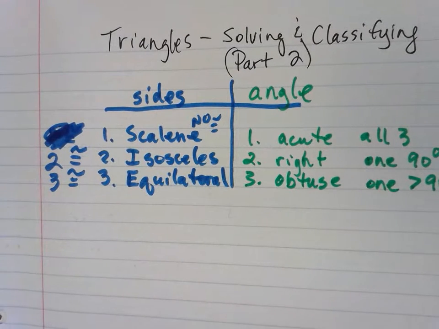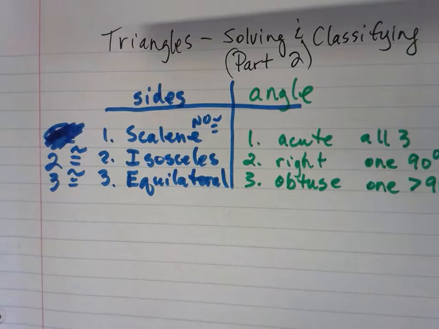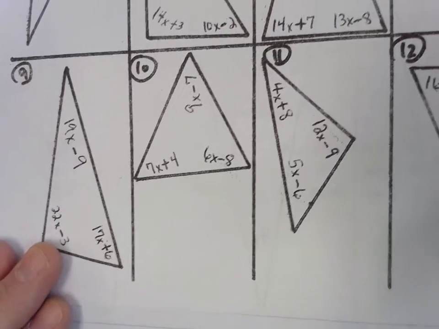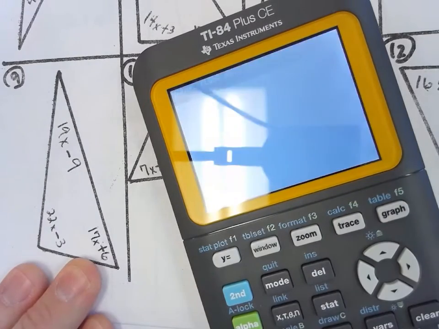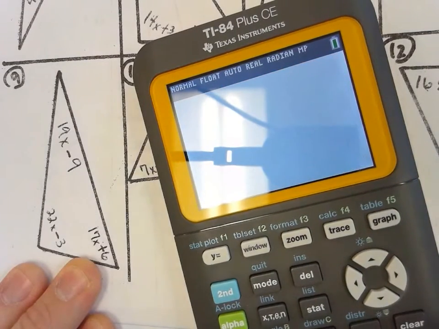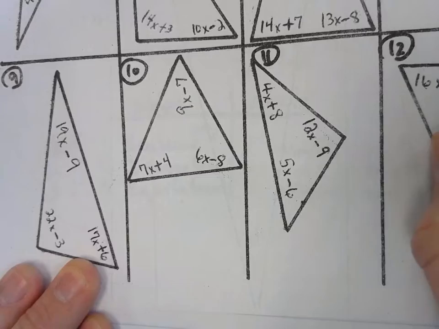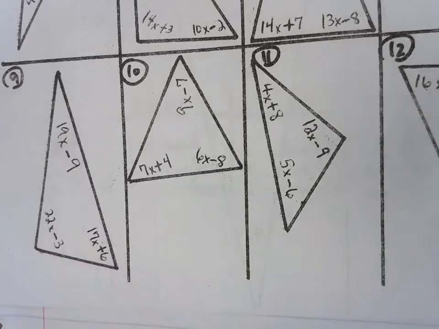Alright, here we go. I'm going to go down. I'm just going to take number 10 right here on the page. I'm going to work it right here on the paper. Make sure you got your calculator handy. Alright, ready, aim, fire.